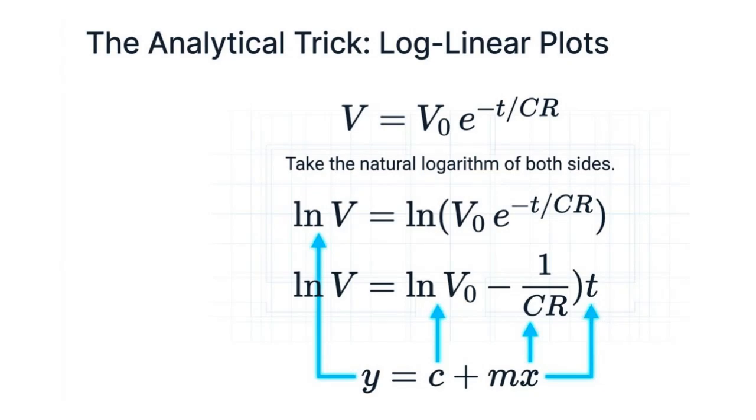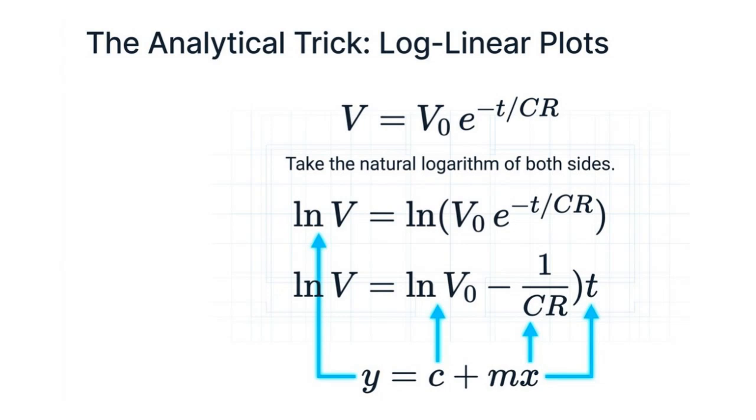To make the exponential decay easier to analyze, we use a logarithmic transformation. By taking the natural logarithm of both sides of the equation, we turn the exponential equation into a linear one. This means that instead of dealing with a curve, we get a straight line on a log linear plot. Specifically, the equation becomes ln V equals ln V_0 minus 1 over CR times t, which matches the form of a straight line, y equals c plus mx.